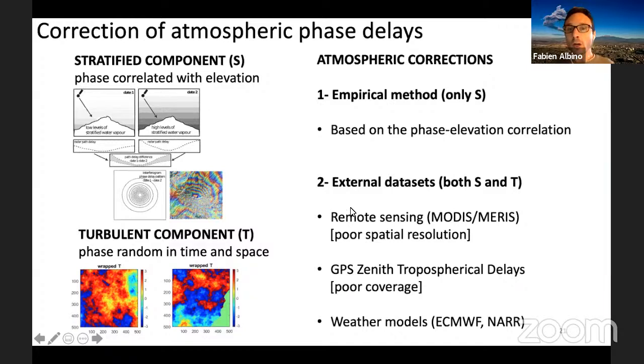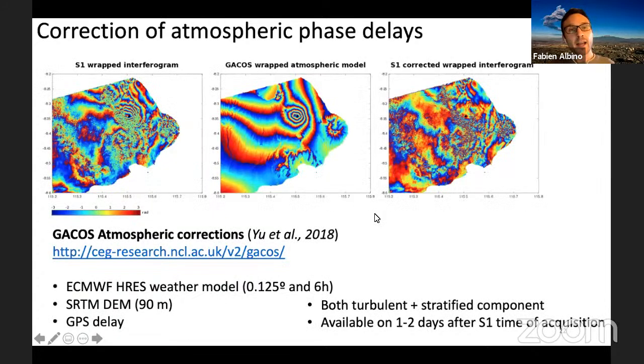Then we moved on to other types of correction that use external data sets and can correct both stratified and turbulent components, using spectrometer data sets such as MODIS and MERIS, GPS zenith tropospheric delays, or weather models. What we used during the seismic crisis at Agung is a weather model based on the ECMWF high resolution weather model, which gives atmospheric delay maps every 6 hours. This is produced and developed by the University of Newcastle via the GACOS online system.